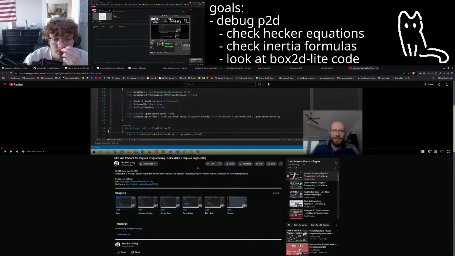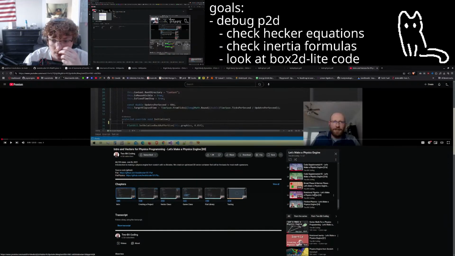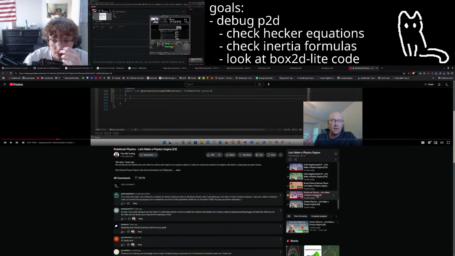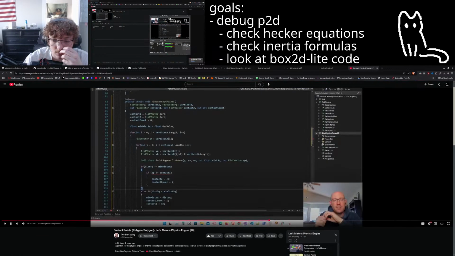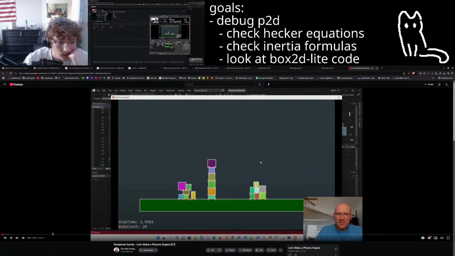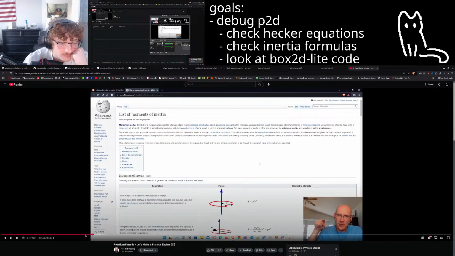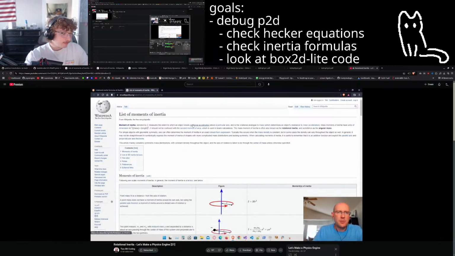So that's what he talks about, not in this video, in this one. It gives you a general idea of what the moment of inertia is. It says it measures the extent to which an object resists rotational acceleration about a particular axis. And that's what we want. We want to know how much this body resists rotational acceleration on a certain axis. Now for us, the axis we're talking about is the z-axis, an axis that goes through the center of our circle.